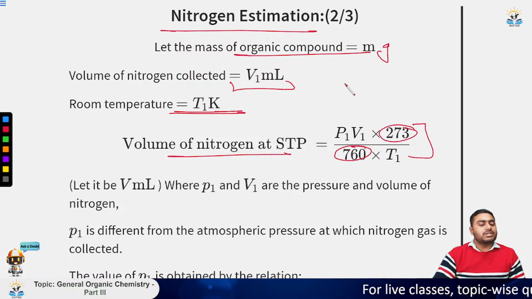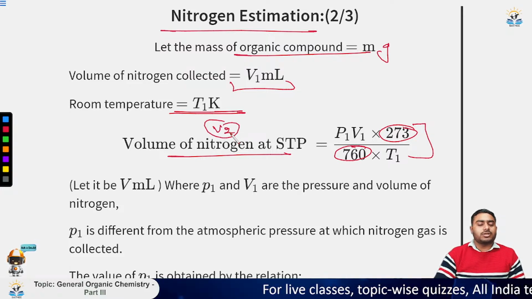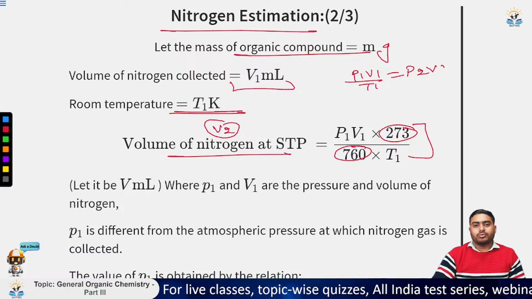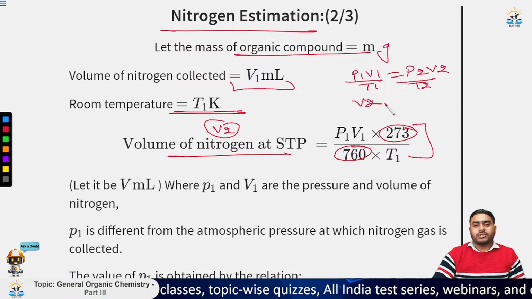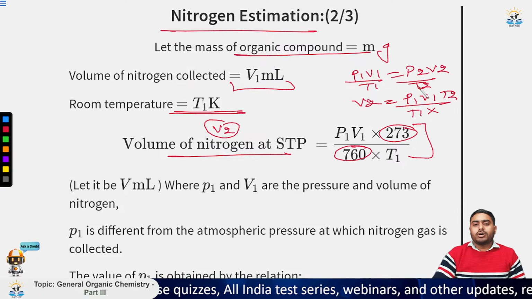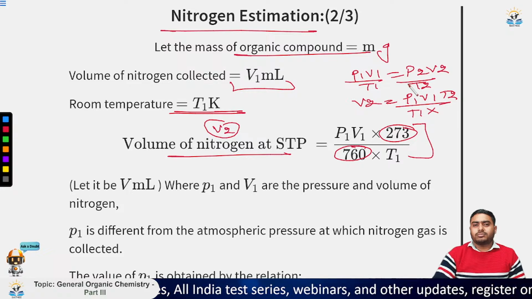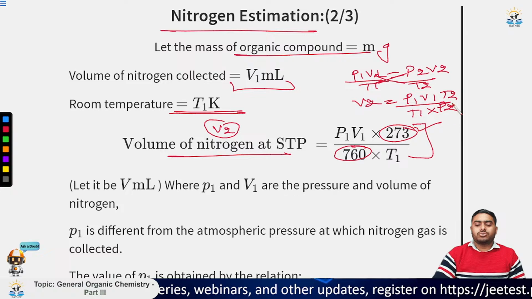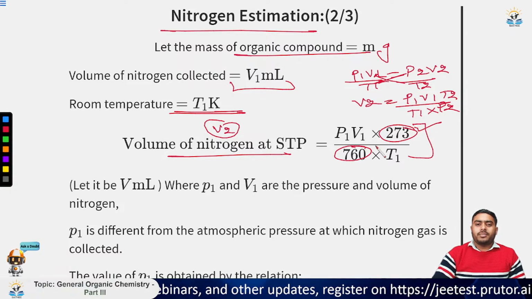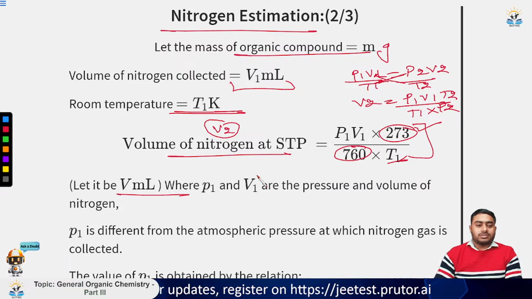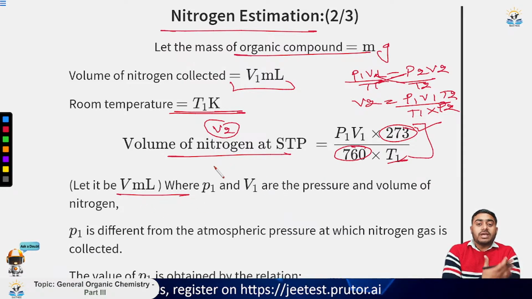You know very well P1 V1 by T1 is equal to P2 V2 by T2. This is like V2. If you want to calculate V2, what you have to do? V2 equals P1 V1 T2 divided by T1 into P2. T2 is 273 Kelvin, and P2 is 760, and T1 is here. Let the volume of nitrogen at STP be V ml.